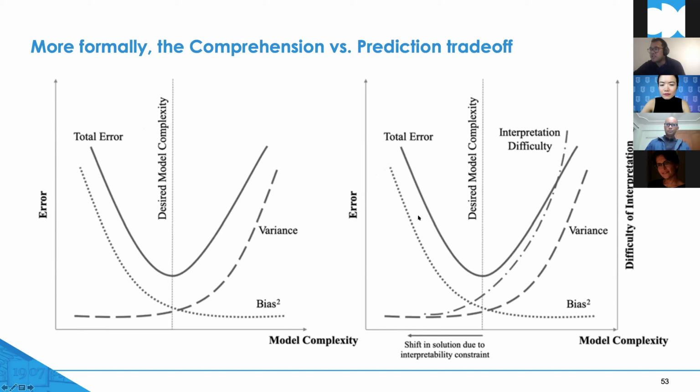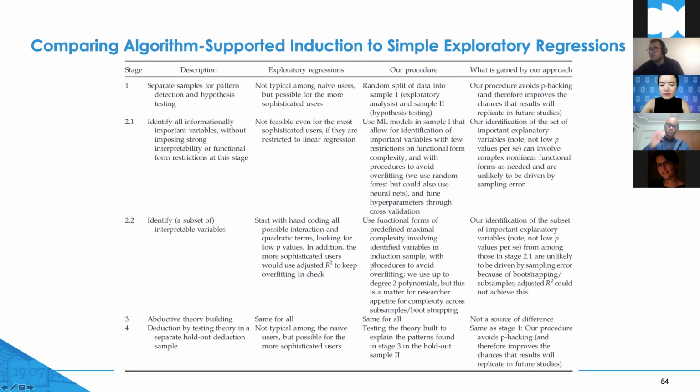Also, there's a philosophical difference between exploratory regression and our procedure. In the first step, it is not common to have a split sample method in exploratory regression, but we do that because it protects us from overfitting, and it also avoids p-hacking, right?